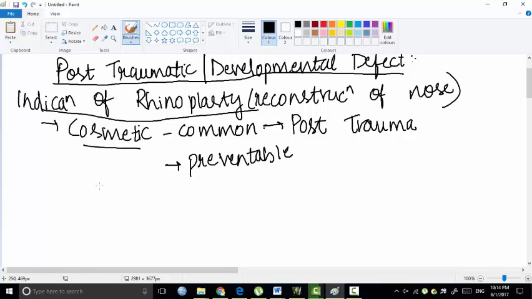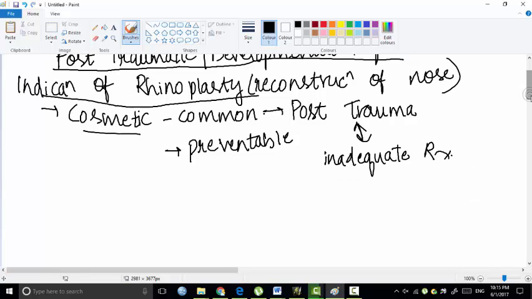And this may be due to some, and these cosmetic events after trauma might have been reported due to some inadequate treatment or some wrong treatment, wrong drugs, or poor treatment, inadequate treatment, right? So that may be a cosmetic indication for rhinoplasty. The other indication is functional indication.